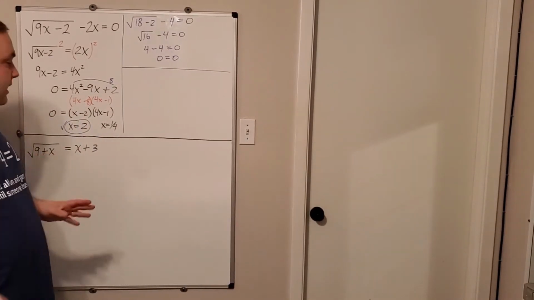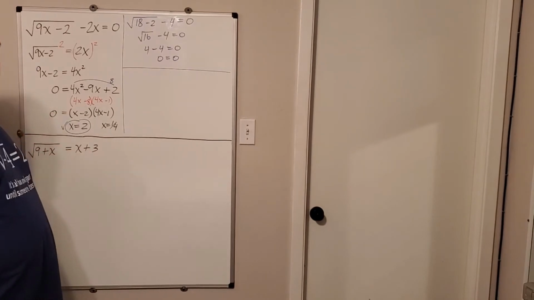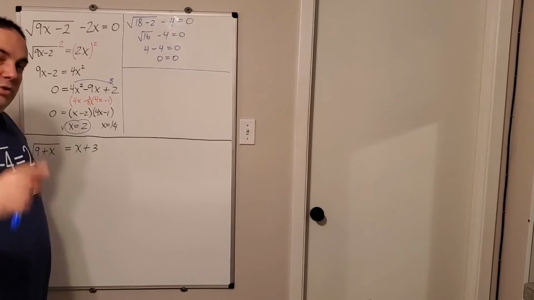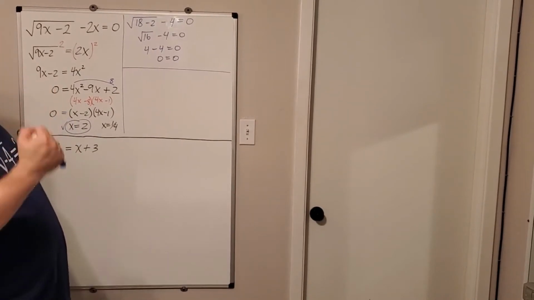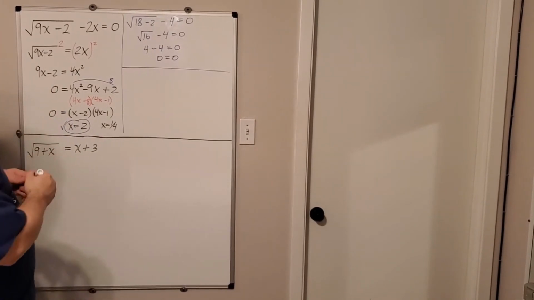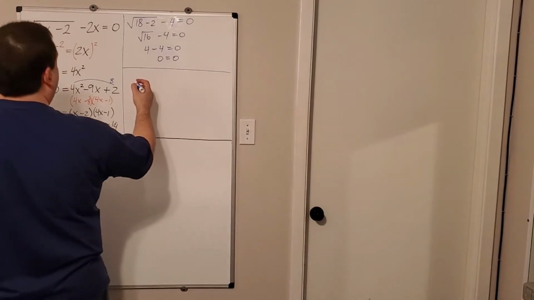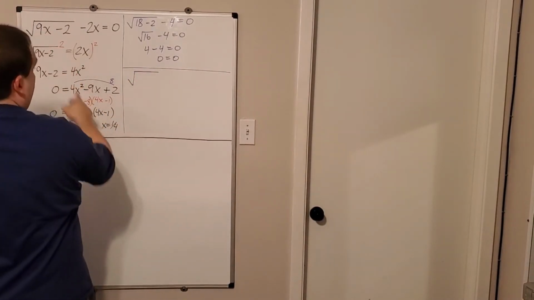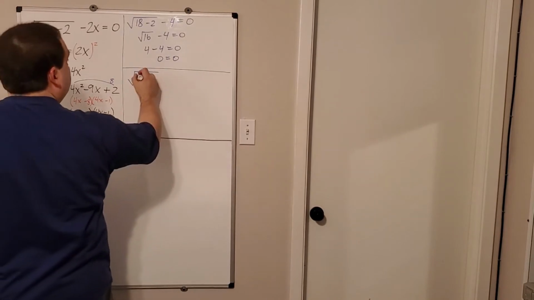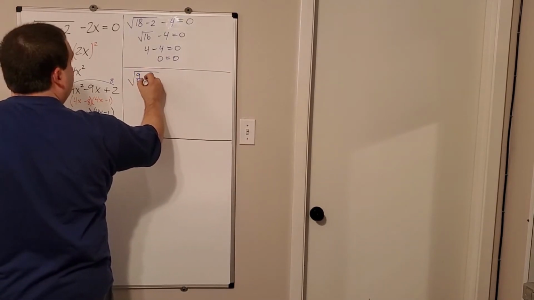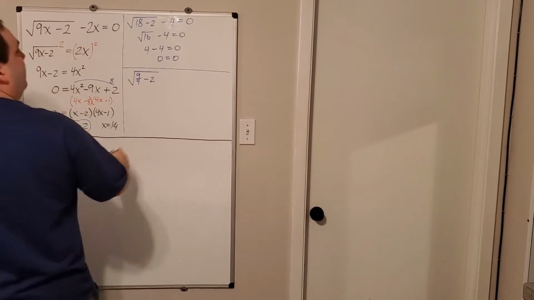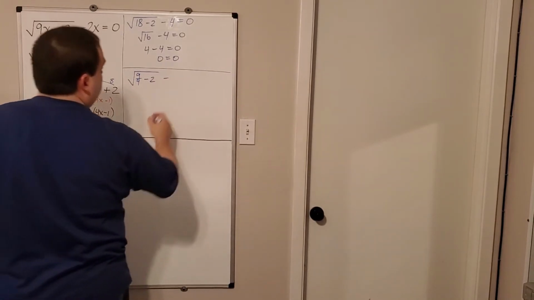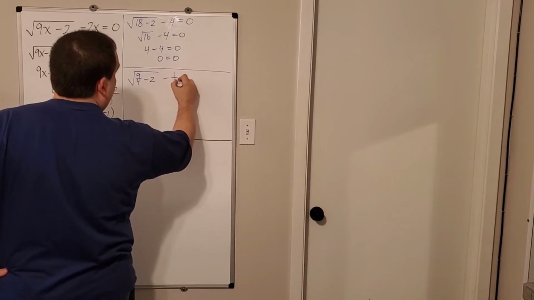Does that automatically mean that x equals 1/4 is not a good answer? No. There are occasions when both solutions can work. So I've got to check the other one. Got to. Okay, so here we go. I've got square root of 9 times 1/4, 9/4, minus 2. And then minus 2 times 1/4, 2/4, which is 1/2.